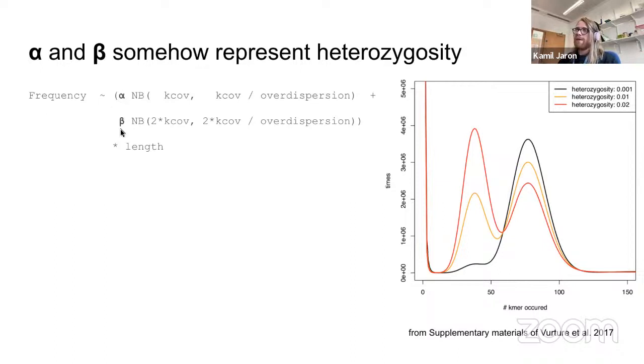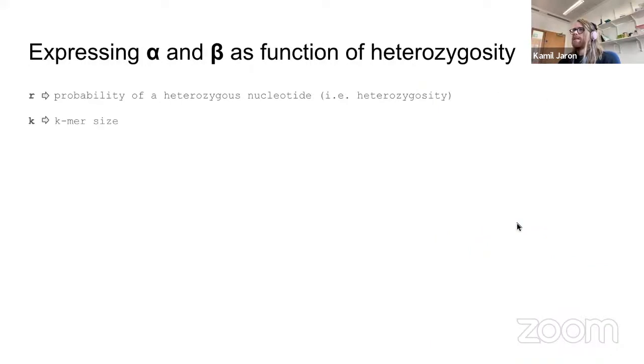So we were talking about this alpha and beta and how they relate to heterozygosity, right? But we did not really cover how exactly that relates. So let's try to express alpha and beta in terms of heterozygosity. Let's have a parameter r that will be the probability of a heterozygous nucleotide. Important distinction: a nucleotide is not a k-mer, it's a single base. And then we have k as the size of the k-mer. So this is the only reason why we actually need the k in the model.